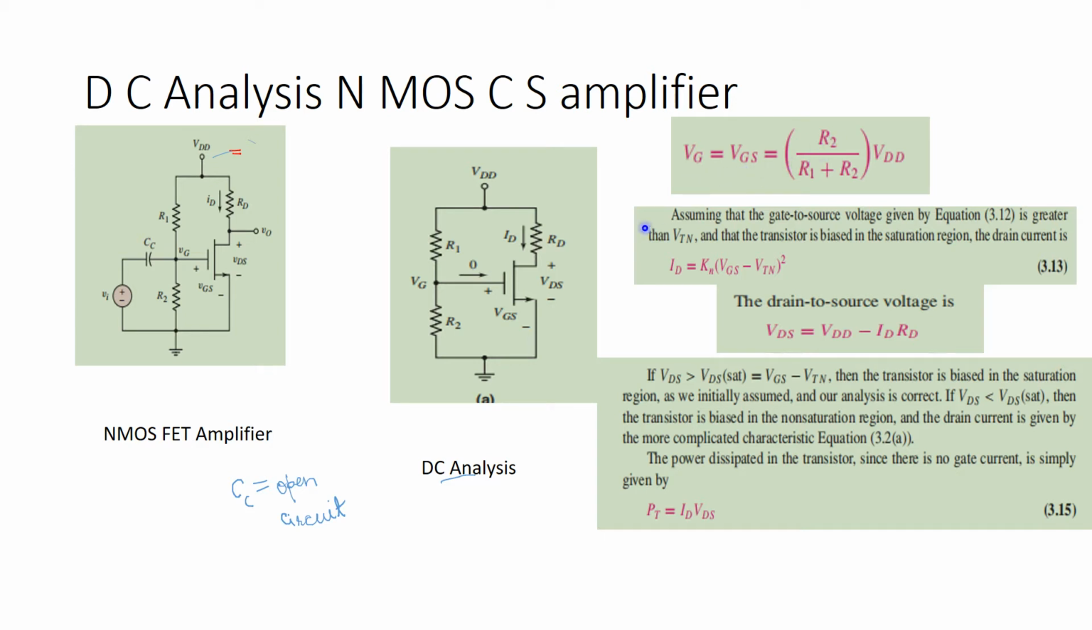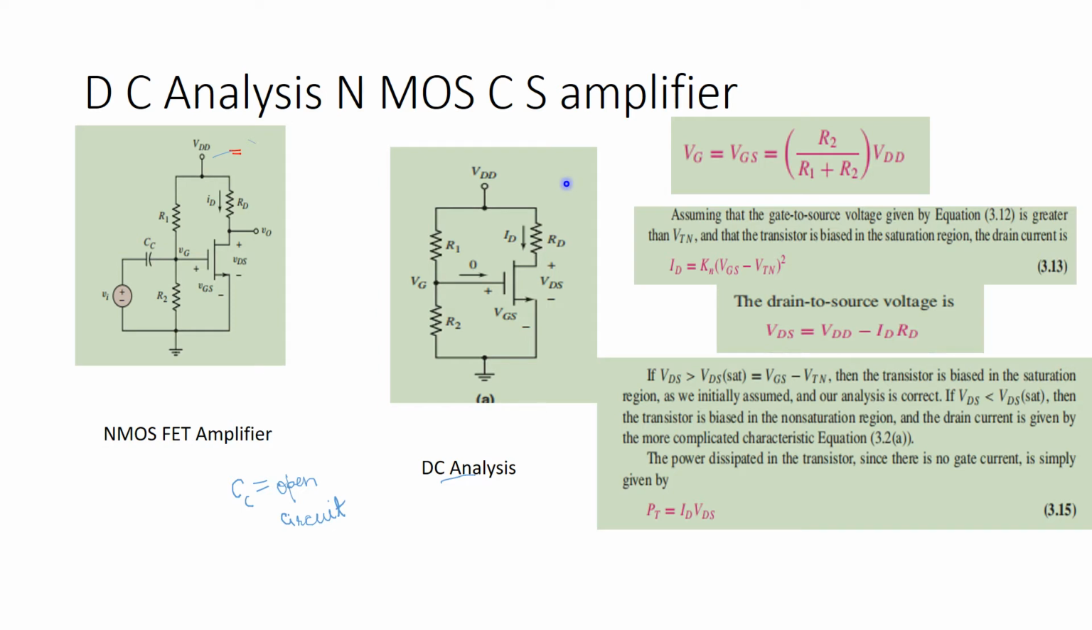Fine. Then the VG that is found out is the ratio of the two resistances. Since R2 is grounded and VG is across R2, the relation comes out to be VG is equal to R2 upon R1 plus R2 into VDD. So that is the static value of voltage VG at the gate terminal.